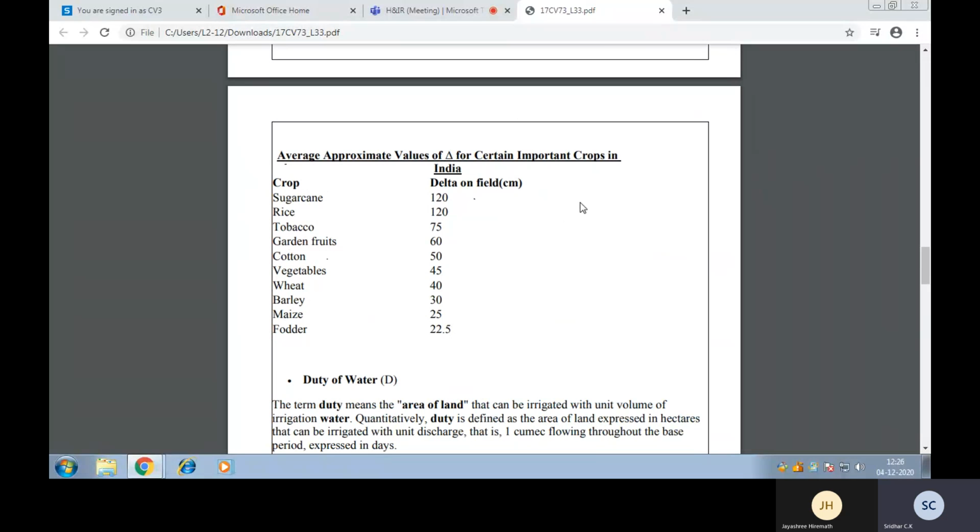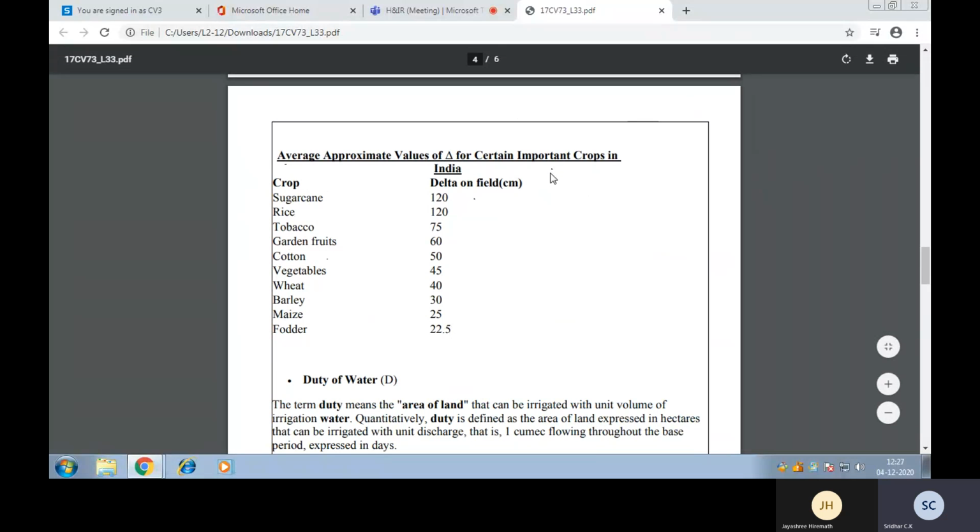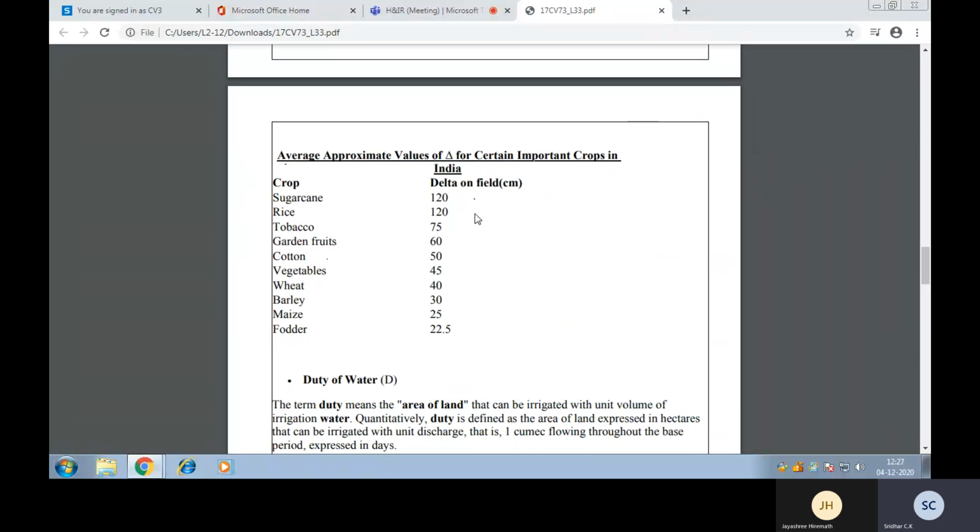Therefore, the total depth varies with weather conditions, the type of soil, and the percolation conditions. Let us say the soil is very impervious in nature. Then the total depth of water required for the growth of the crop is very less. Otherwise, if it is pervious in nature, then the total depth of water required will be very, very high.